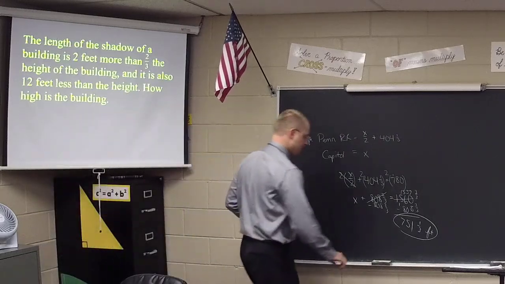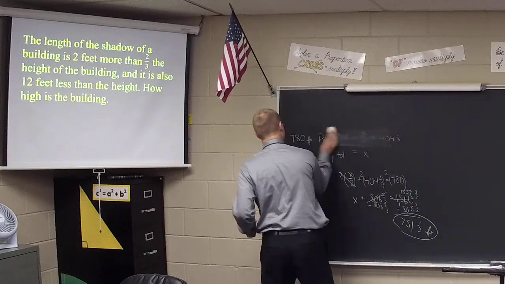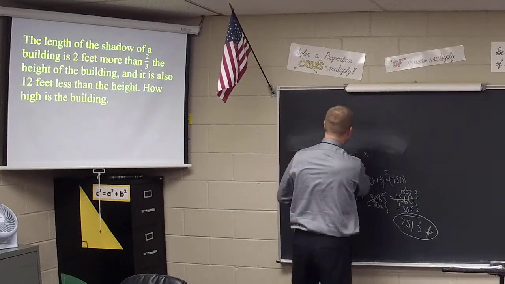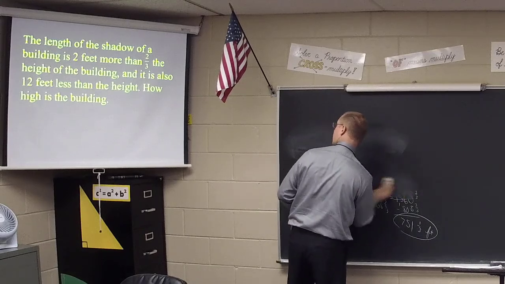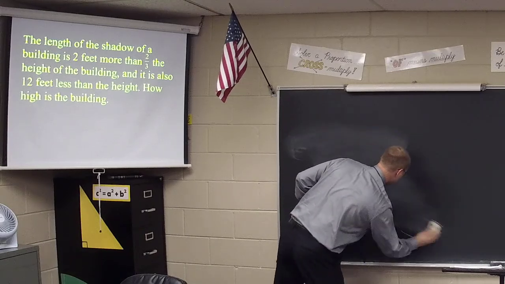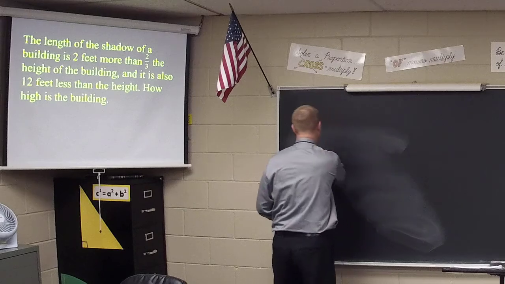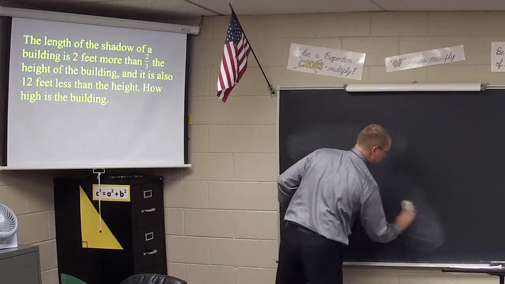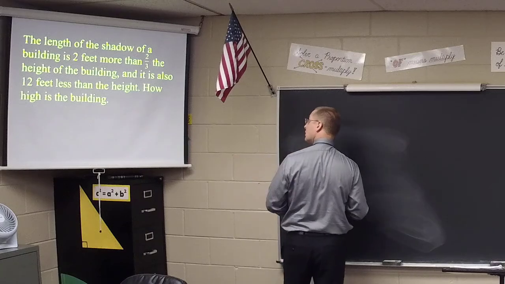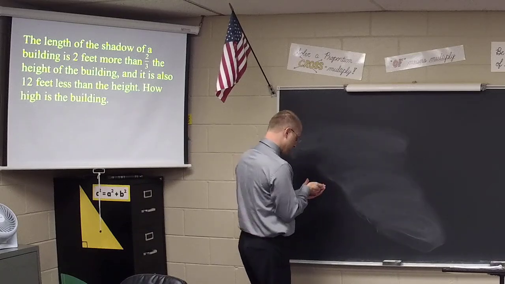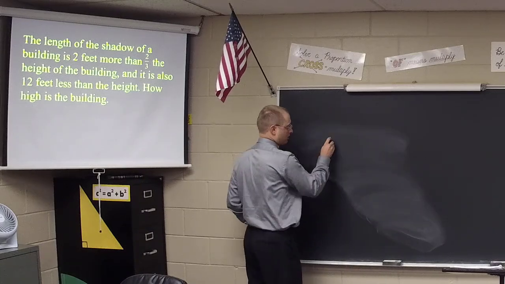And read this for us, if you would, Adam. The length of the shadow of a building is 2 feet more than 2/3 the height of the building, and is also 12 feet less than the height. How high is the building? All right, how many unknowns do we have here, Adam? 2, and they are? The length of the shadow and the height of the building.